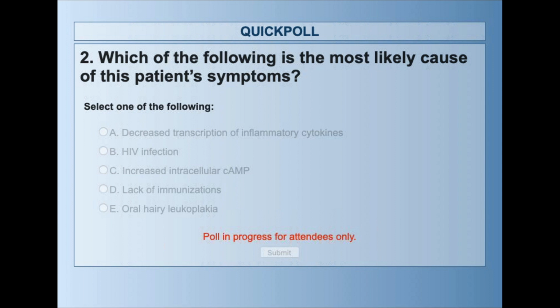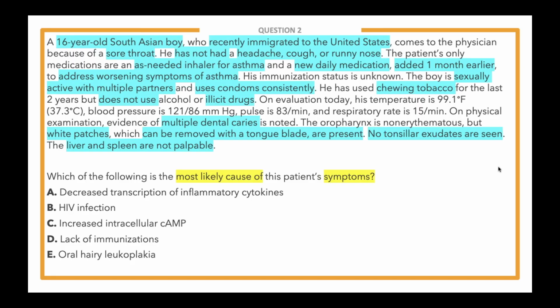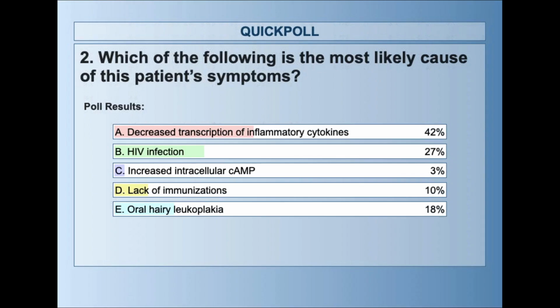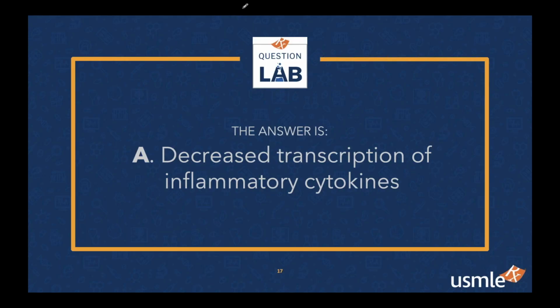All right, just a few more seconds here. And let's take a look and see what all of you selected. And it looks like in first place with 42% of you selecting was answer choice A, decreased transcription of inflammatory cytokines. And let's see what the correct answer is. And the correct answer is in fact A, and 42% of you got it right. So well done to all of you. Let's have Boris explain it to us. Boris.